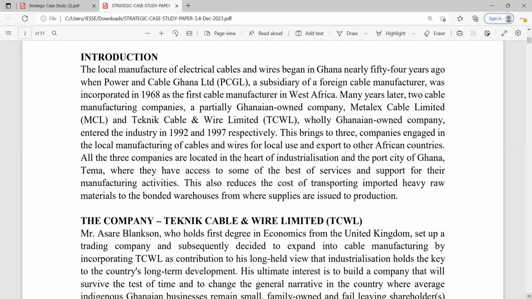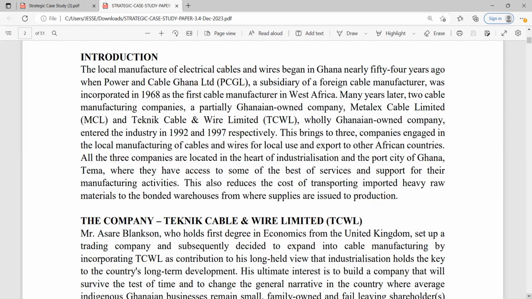So many years later, two cable manufacturing companies, right? So immediately when I read this, two cable manufacturing companies, what I think of is competition. It's competition. And so the competitive model should come to mind, where we are thinking of things like national competitive advantage, Porter's forces when it comes to competition, the things that affect competition. So these things should come to mind, and we would talk about these things in much more detail as we go along.